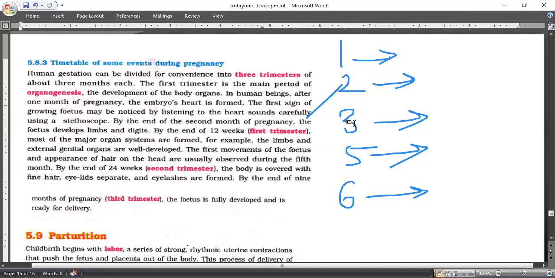Okay, sixth month onwards. By the end of six months, the body is covered with fine hair, the eyelids are separate, and eyelashes are formed. Make a map of the following with these.